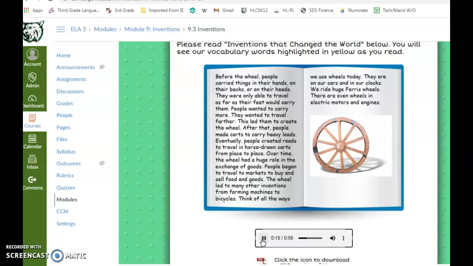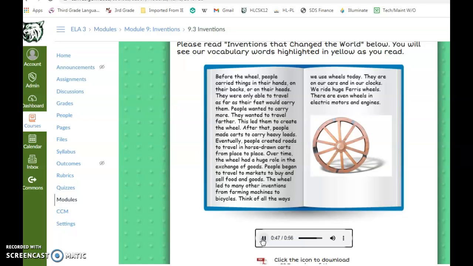After that, people made carts to carry heavy loads. Eventually, people created roads to travel in horse-drawn carts from place to place. Over time, the wheel had a huge role in the exchange of goods. People began to travel to markets to buy and sell food and goods. The wheel led to many other inventions, from farming machines to bicycles. Think of all the ways we use wheels today.